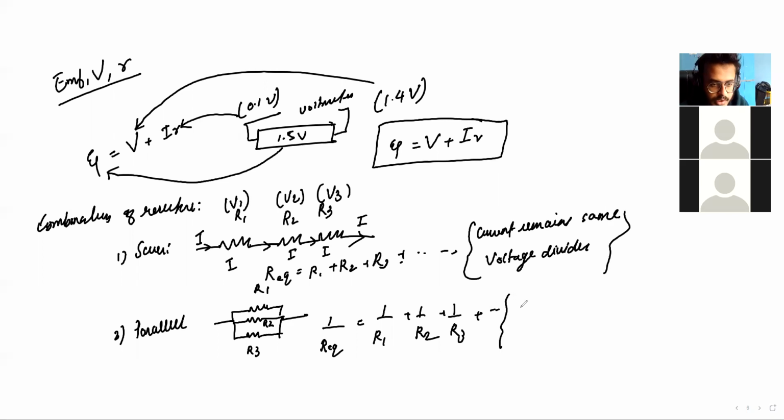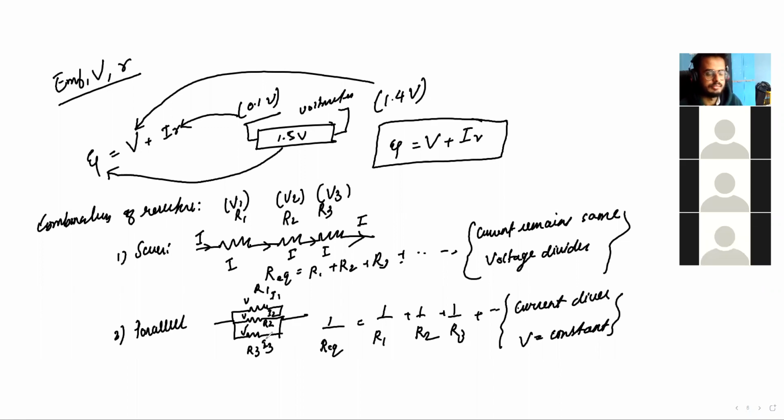In parallel, current divides, V is constant, which means every resistor will get the same voltage, V, but the current will be I1, I2, and I3. Okay. So we go to the next part of the chapter. All of this I have already completed in the normal offline classes. I'm just revising it so that you can be more familiar with it. If you want me to revise it again, I can revise it again.